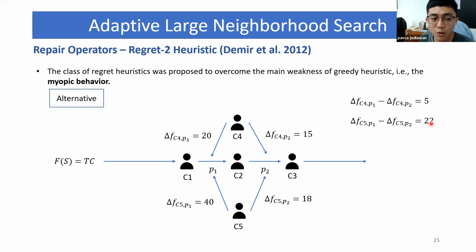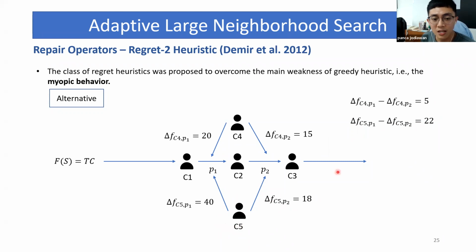So now we want to select the customer not only with the least cost, but also the largest value of this. Okay, so between 5 and 22, of course, based on the largest value, we need to select the C5. Then after selecting C5, we need to insert the customer in the least cost position. That means we will select C5 and then we will insert it in P2.